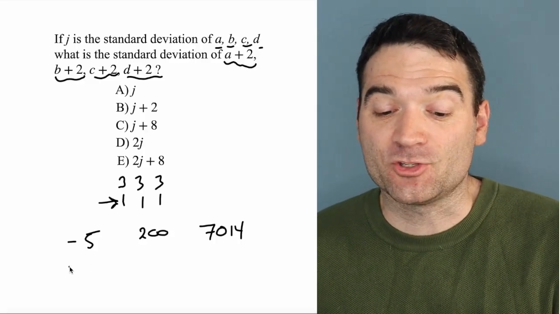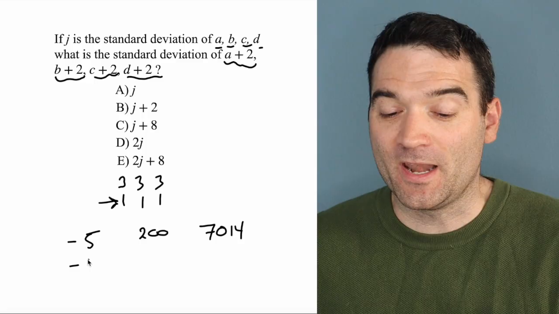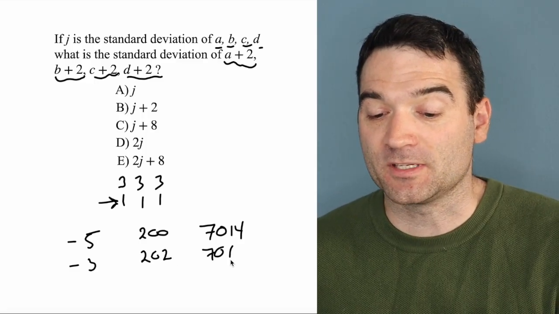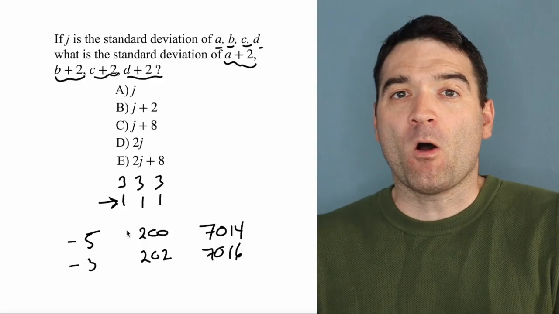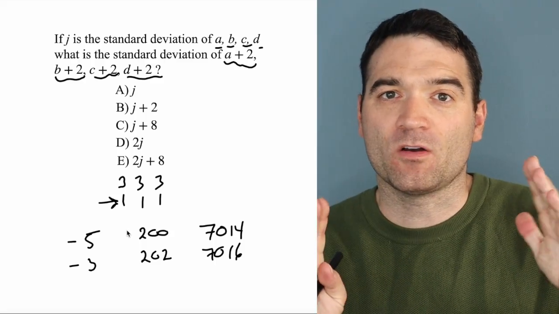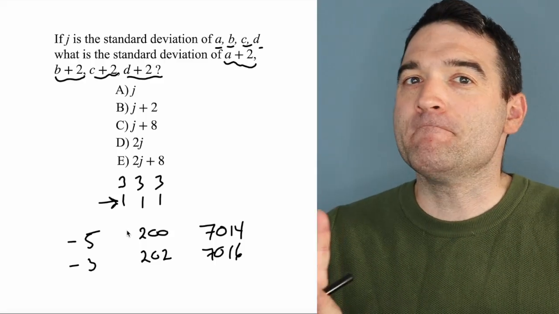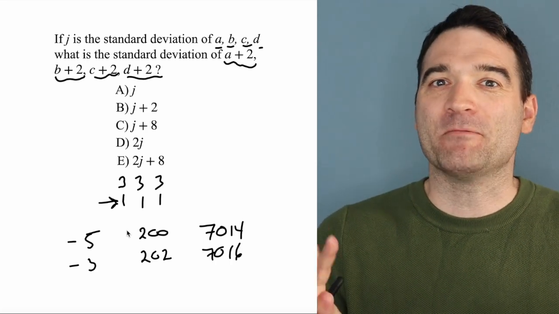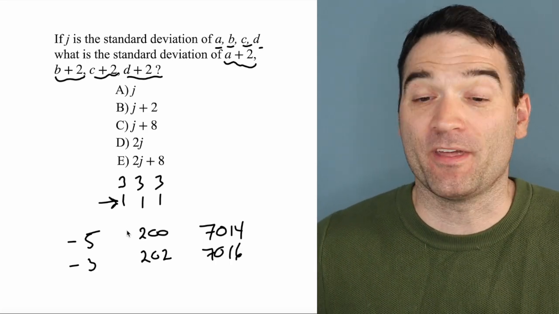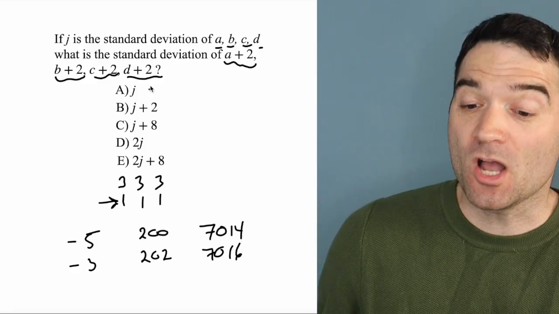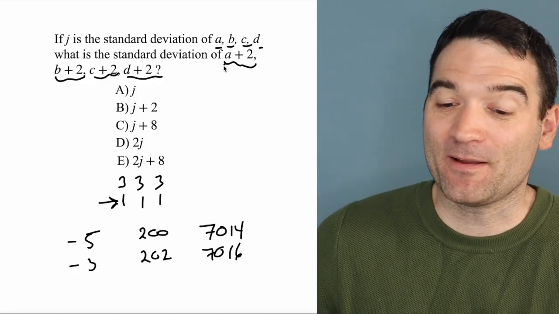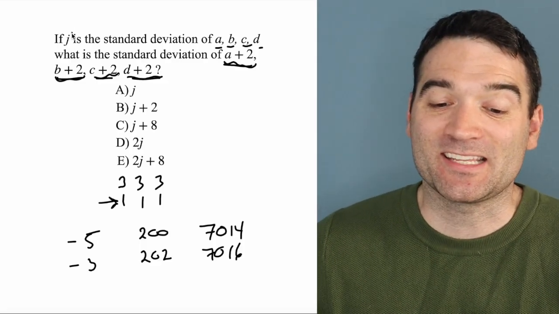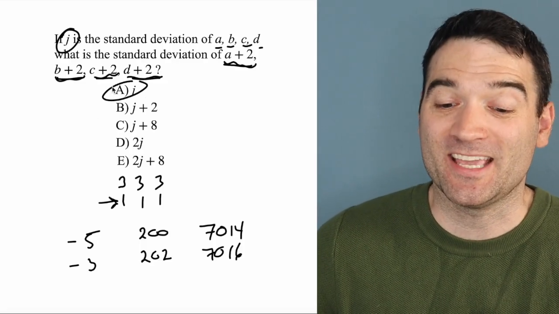Likewise, if I were to add 2 here, this becomes what? -3, 202, and 7,016, right? All I've done is shift all the numbers over. I haven't messed with how spread out they are, right? I haven't made them more spread out than they used to be. So that means if I'm just adding the same thing to every item in the set, the standard deviation has not changed. It is still J.